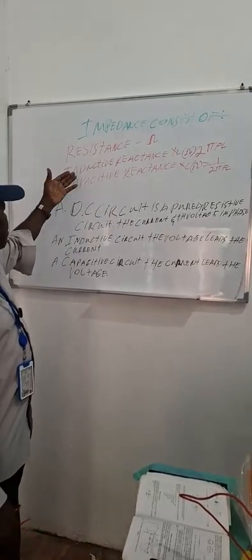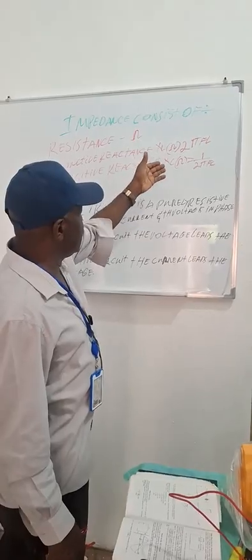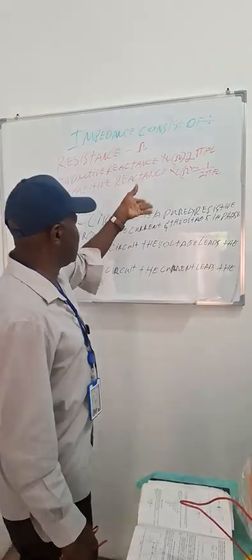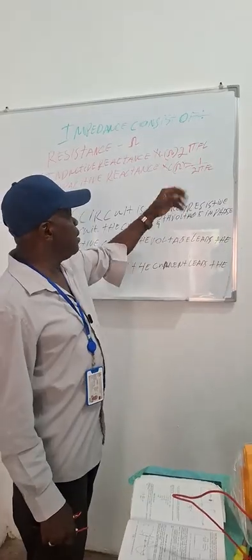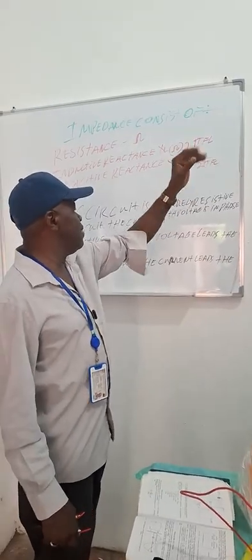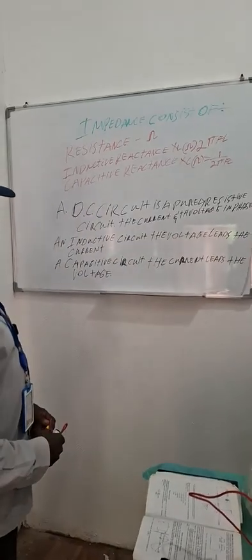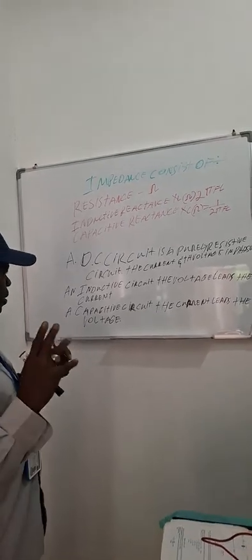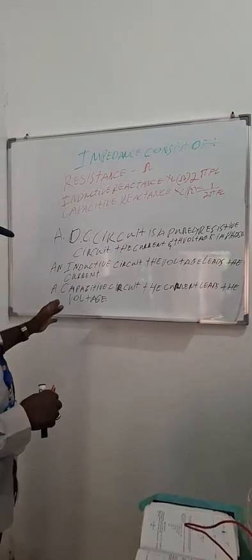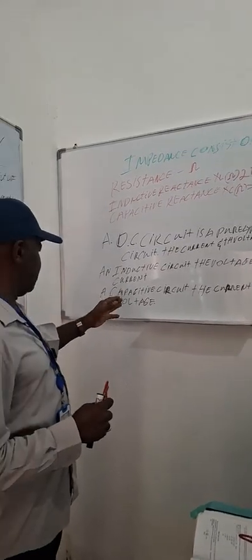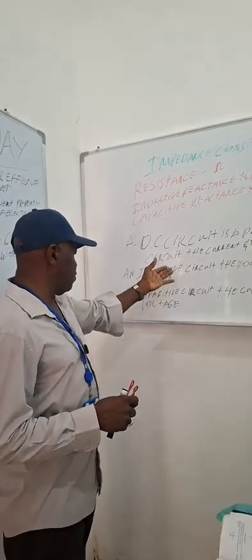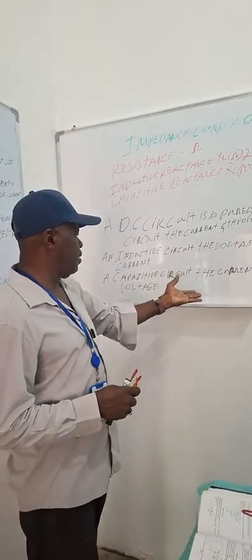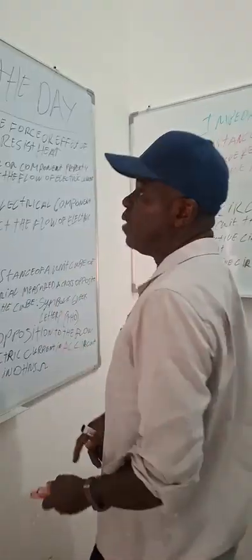inductive reactance, the inductor, the coil, XL, measured in ohms, and the formula is 2 pi FL. Capacitive reactance, XC, is also measured in ohms, and the formula for it is 1 over 2 pi FC. In a DC circuit, it's a purely resistive circuit; the current and the voltage are in phase. However, in the inductive circuit the voltage is going to lead the current, and in the capacitive circuit the current is going to lead the voltage, right?